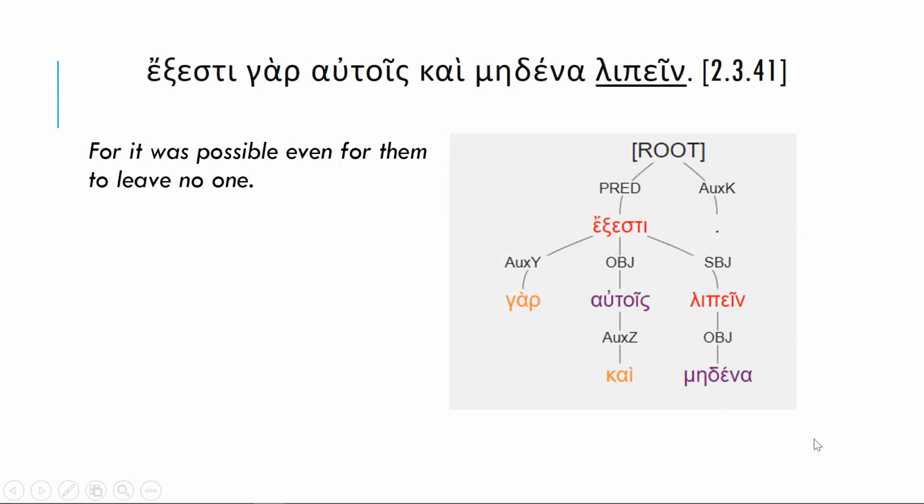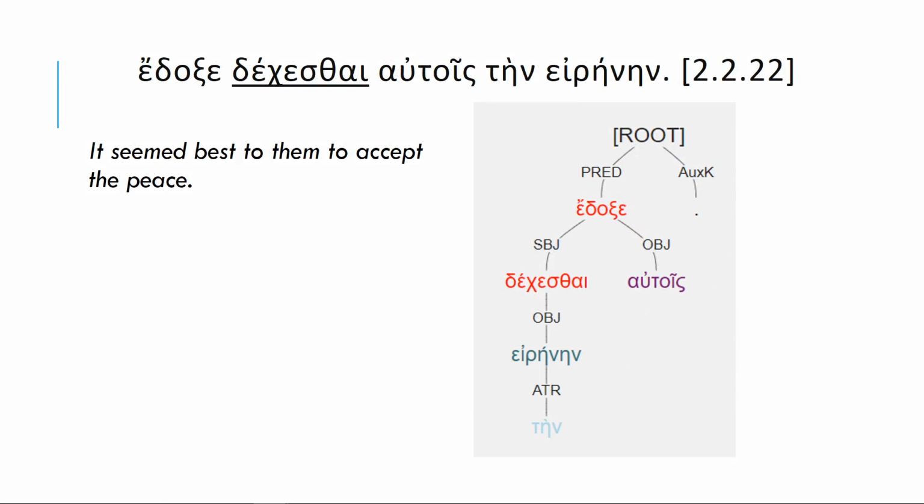Now, notice we have mē, no one, not ou, but because it's in an infinitive phrase, we use mē instead. So to leave no one is possible for them. The "for them" comes out as an object. The infinitive phrase is the subject. It seemed best to them to accept the peace. Exact same structure: to accept the peace seemed best to them. Seem can also mean just "seem best." It often does. So those are pretty straightforward once you know how to hang them.